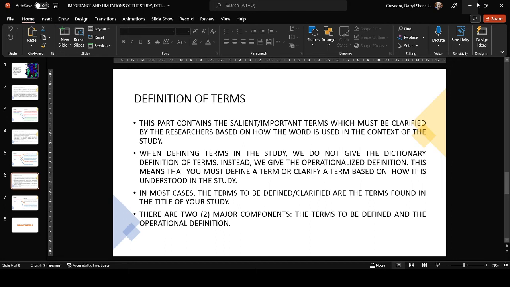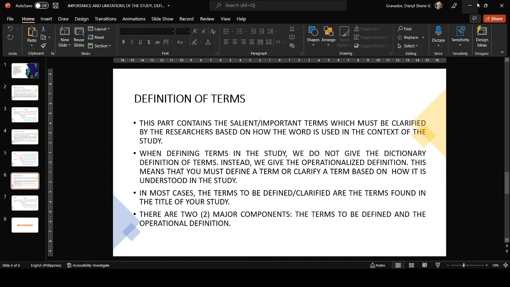That is an operational definition. The term teenager in the context of your study does not include students who are from 12 to 15 years old. Instead, it only requires students who are either 16 or 17 years of age.